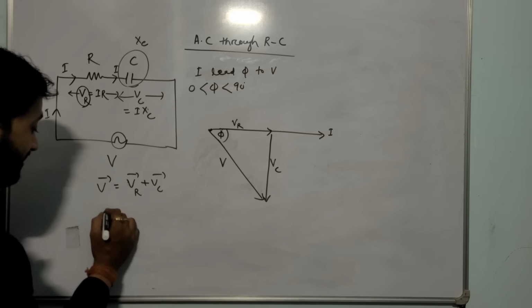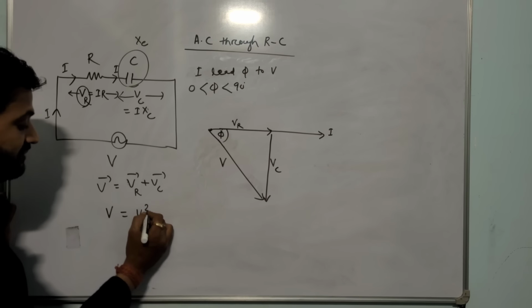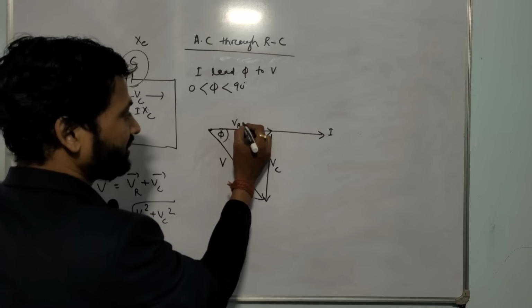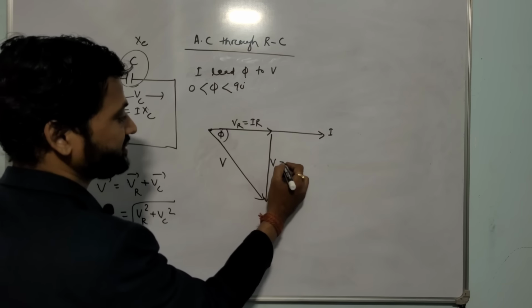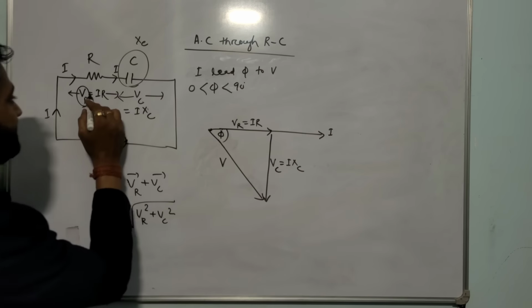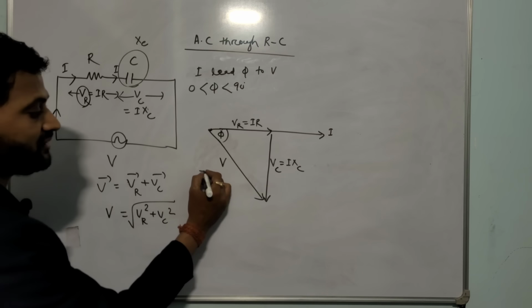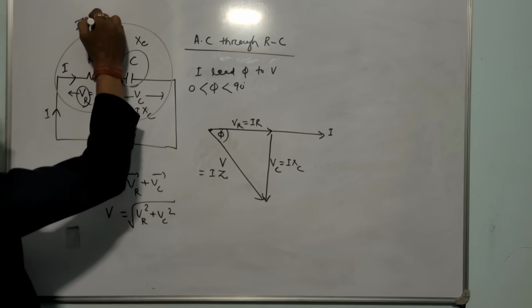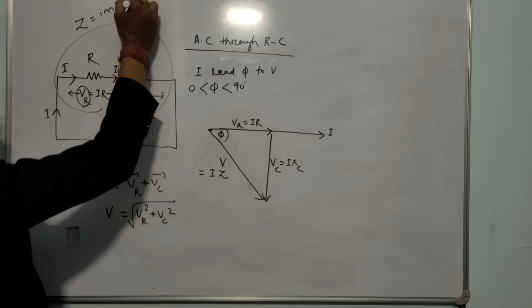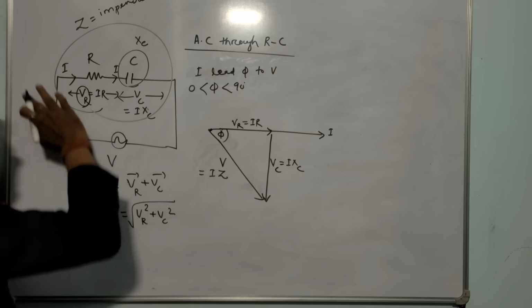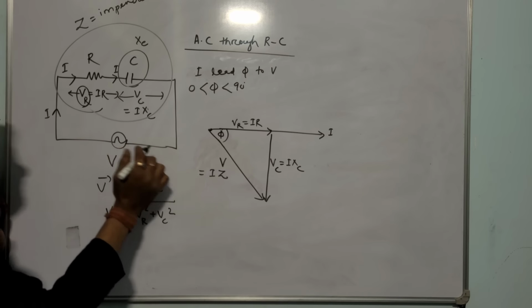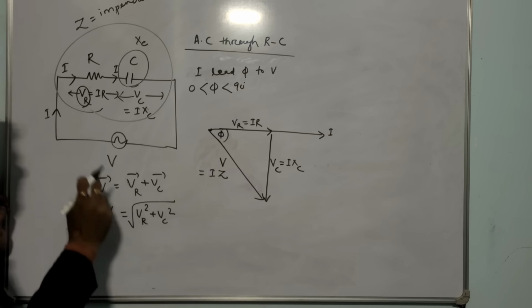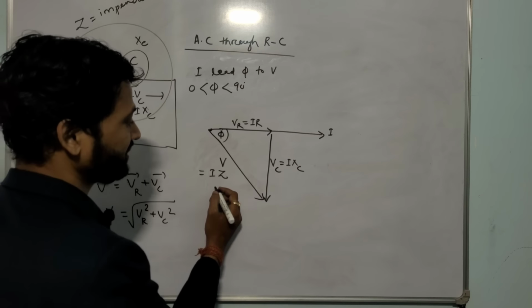Clear? So we can write down the modulus of V is square root of VR square plus VC square. Pythagoras theorem apply करो. And VR क्या है? I into R. VC क्या है? I into XC. See, VR is I into R, VC is I into XC. V क्या है? I into Z. मतलब total opposition. Total opposition is called impedance. क्या है? Impedance. Net opposition offered by the circuit. So total voltage क्या है? Total current into total opposition according to Ohm's law. Current into impedance. ठीक है?